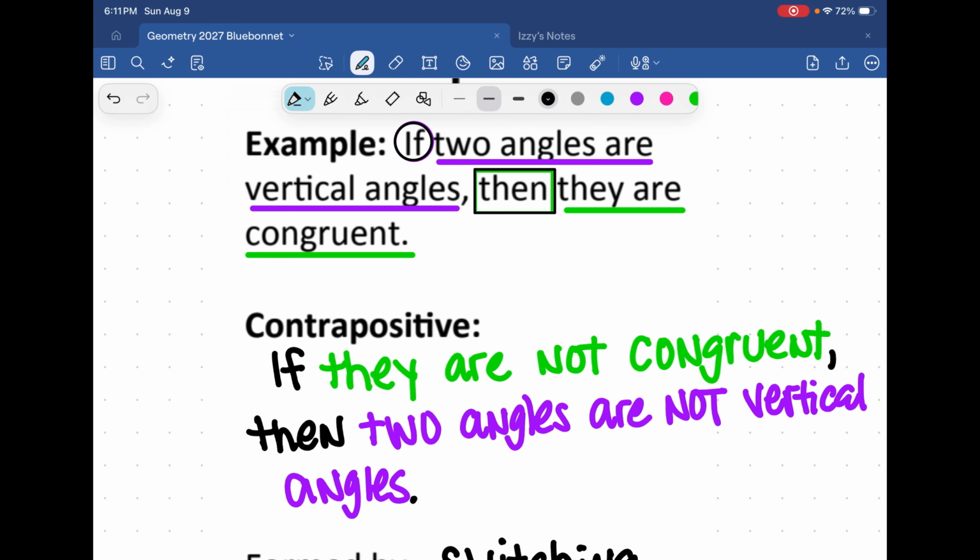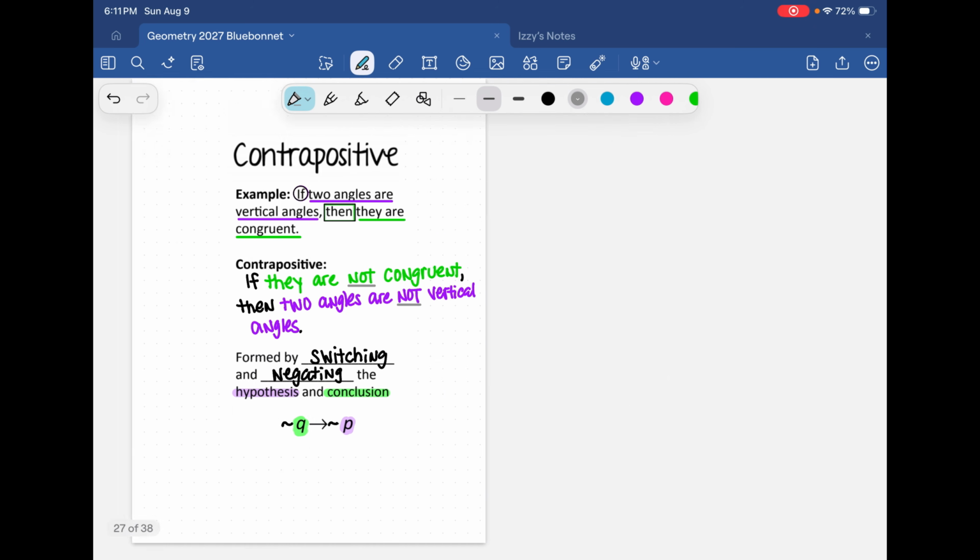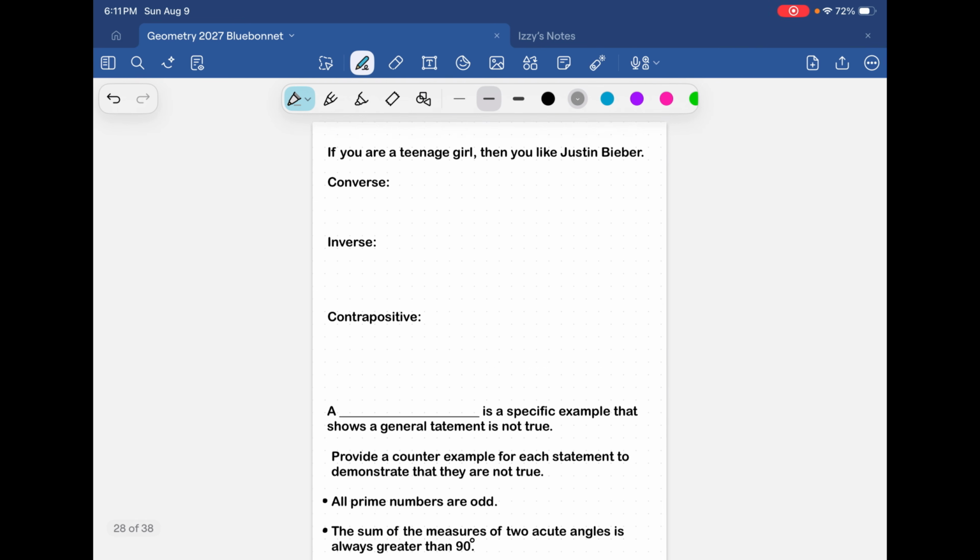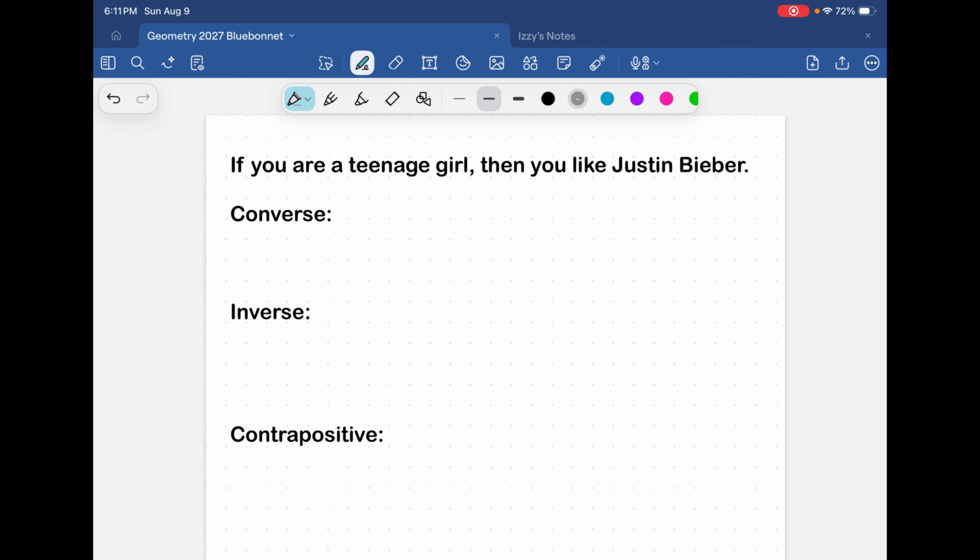Okay, making sure that we've added those words not, I'm just going to come back in and underline them just to make sure that I put them, because that's what the contrapositive means. It does not have to be done. It's just there for me as a check to make sure that I've done it. All right. Let's go ahead and practice.